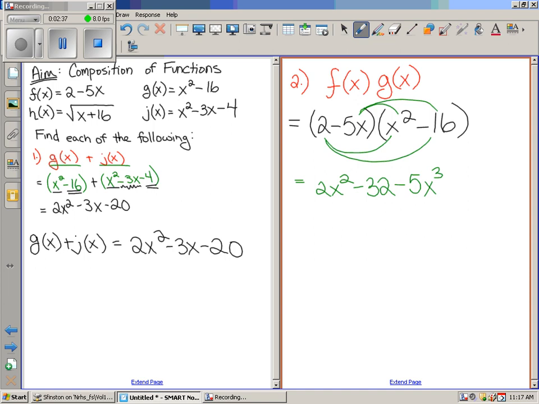5 times 16. Can anybody do that in their head? Yes. Good. Very nice. Yep. So that's minus 80x, plus 80x, because it's like negative 5x times negative 16. And now I always do this. You'll notice this in my work. It's old school. I only got 1 x cubed, so that goes in the front.